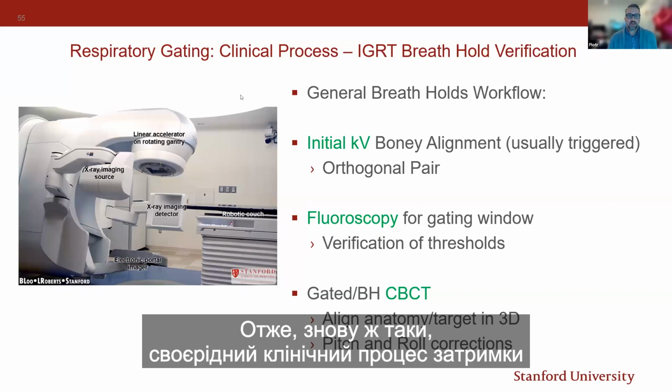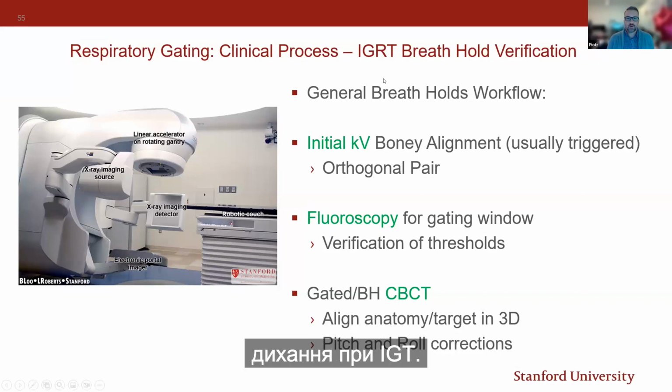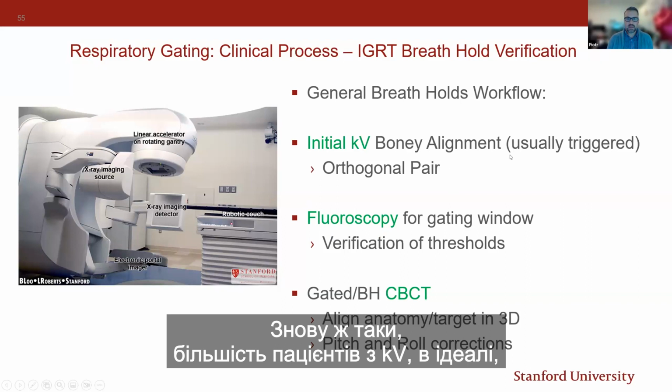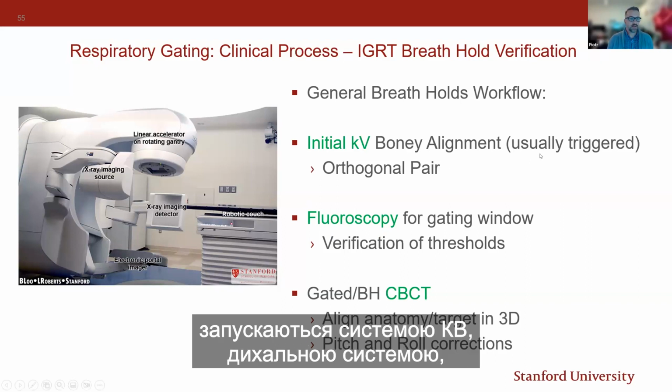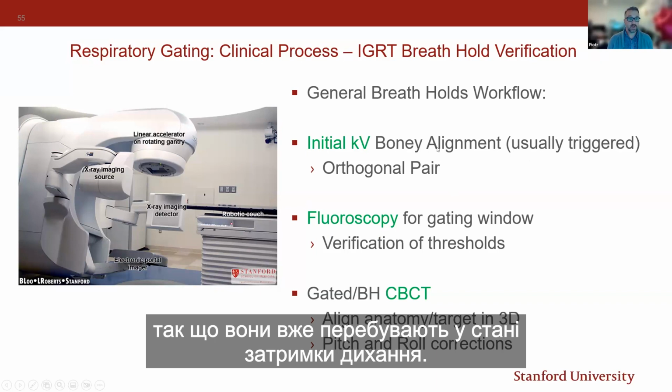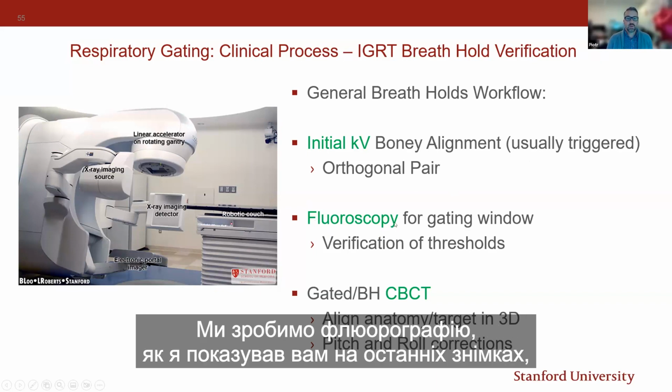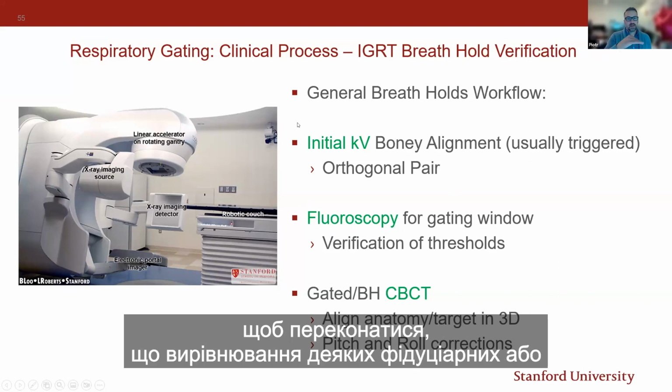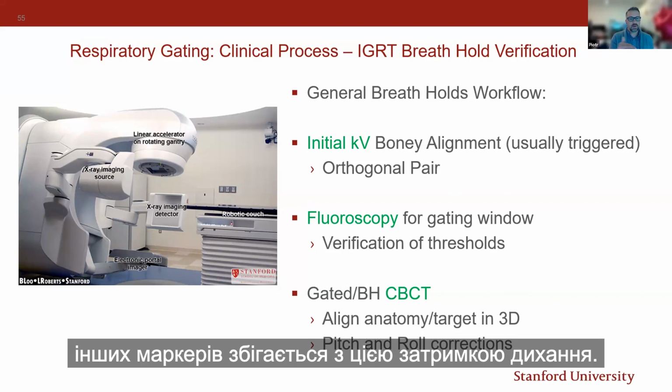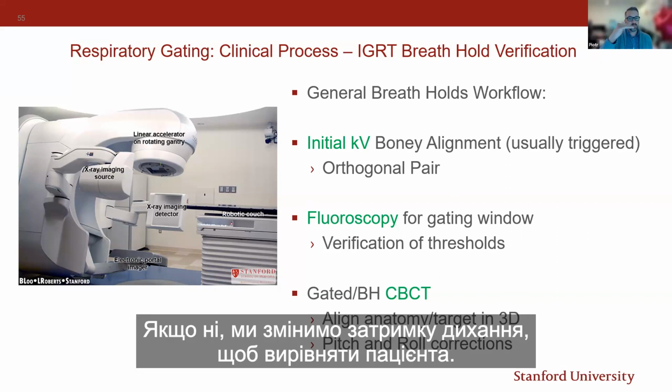So again, a kind of clinical process for IGRT breath holds. Again, we'll start with KVs. Ideally, they're triggered by the KV system, by the respiratory system, so that they're already in a breath hold state. We will actually do some fluoroscopy, like I showed you in the last couple images, to make sure that the alignment of some fiducial or some marker lines up with that breath hold. And if not, we'll change that breath hold to get the patient into alignment.